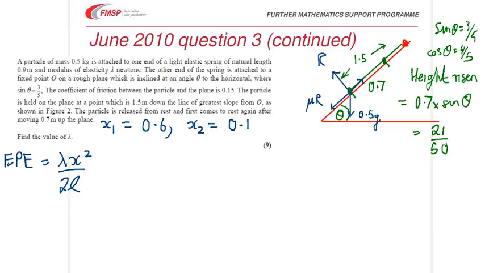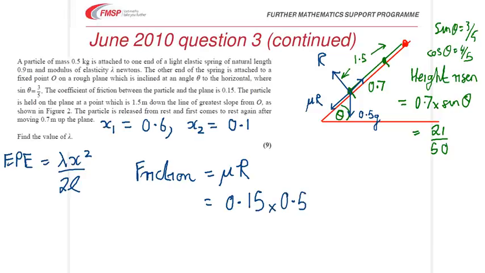We'll also need the friction. Friction will be mu R, because it's moving up the plane, and it'll be 0.15 times 0.5g cos theta, because mu is 0.15, I think. Just check that again. That's from resolving perpendicular to the plane the usual way. Okay, on the next page then we can put the energy equation together.